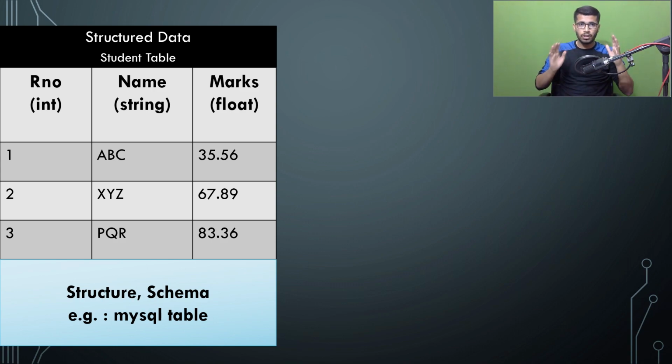Data is properly structured into the format of rows and columns. That's what we call structured data. Not just that it is arranged into rows and columns, every column has its own data type. As we can see here, roll number is accepting only integers.